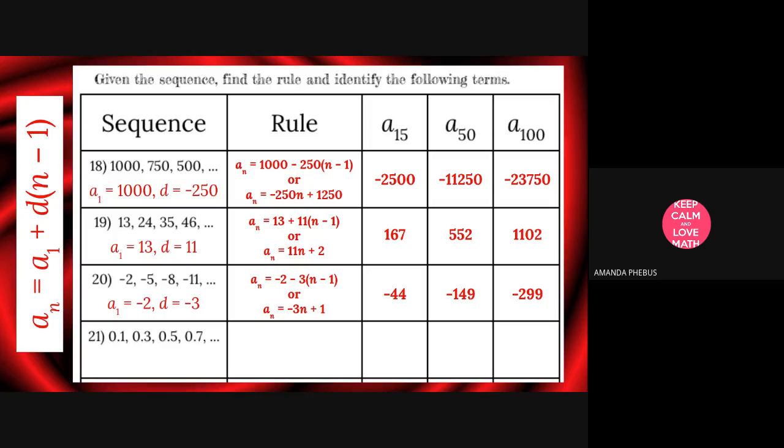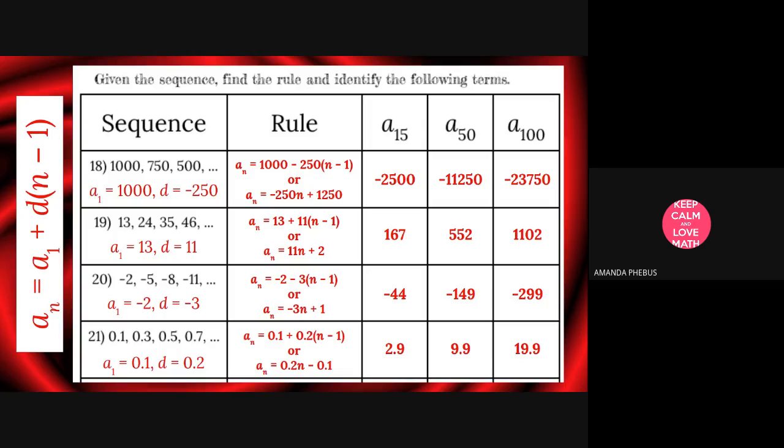All right, last one. I've got 0.1, 0.3, 0.5, 0.7. My A sub 1, my first term, is 0.1. I'm adding 0.2 each time. So my rule is going to be A sub n equals 0.1 plus 0.2 times n minus 1. Or if I distribute that 0.2 into the parentheses, I get 0.2n minus 0.1. If I plug in 15 for n, I get 2.9. If I plug in 50 for n, I get 9.9. And if I plug in 100 for n, I get 19.9.